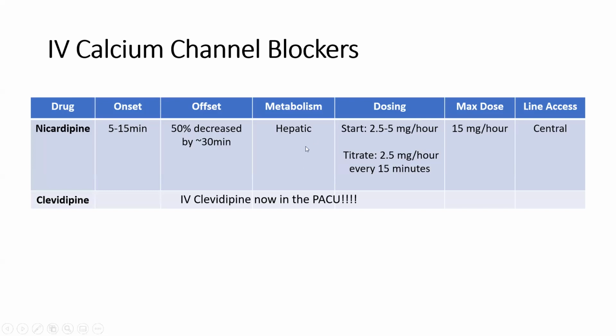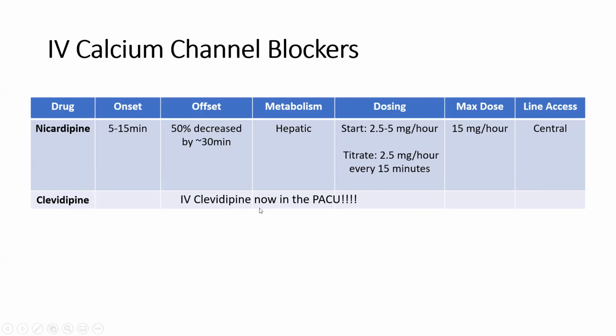And it's metabolized in the liver, and for its dosing, you start at 2.5 or up to 5 milligrams per hour. And you're going to titrate this by looking at it and changing it every 15 minutes. And you have a max dose of 15 milligrams an hour. And this is a medication that needs to be given through central access.